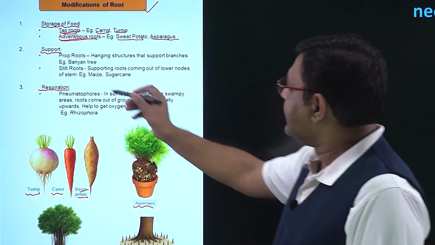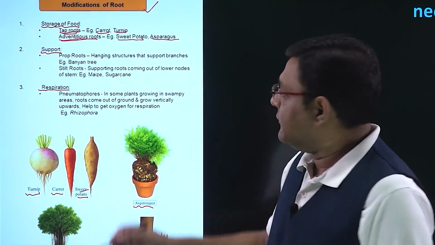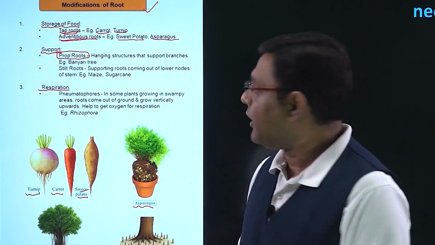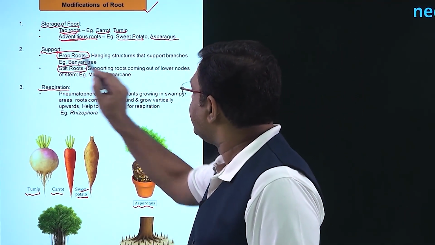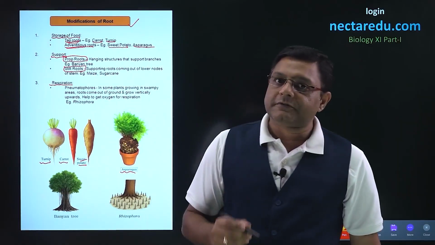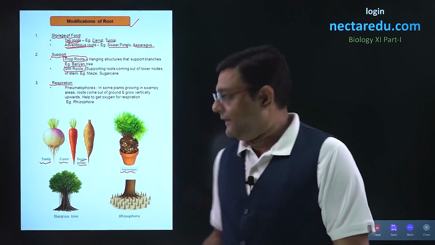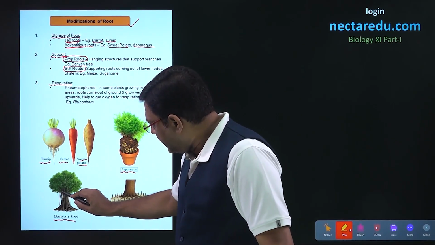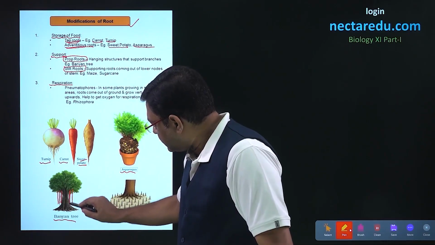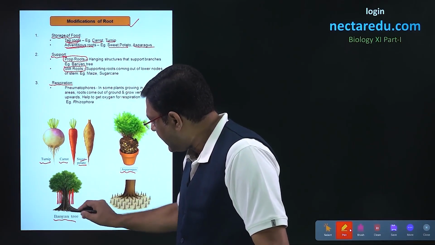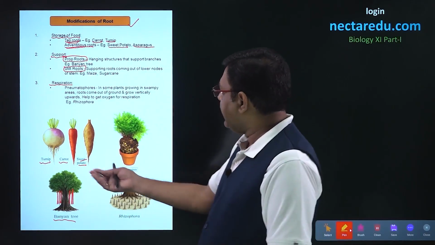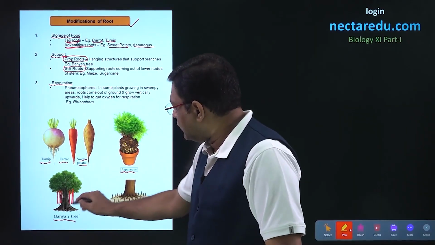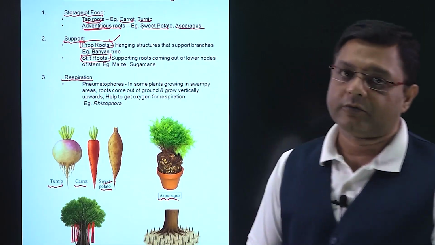Coming to the second modification, that is support, we will look into two examples over here. The first is the prop root and the second is the stilt root. Now, prop roots are prominent in the case of banyan tree. If we see this example, banyan tree, in this we can see these hanging structures. So these hanging structures will come down and will enter the soil, and these will support the long branches of banyan tree. So these roots are called the prop roots.